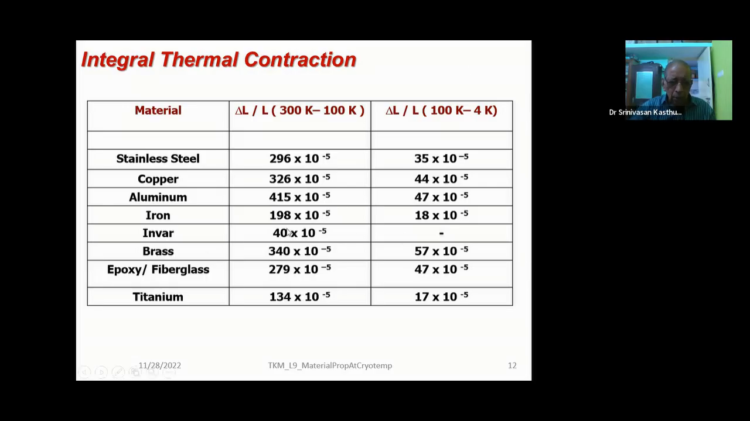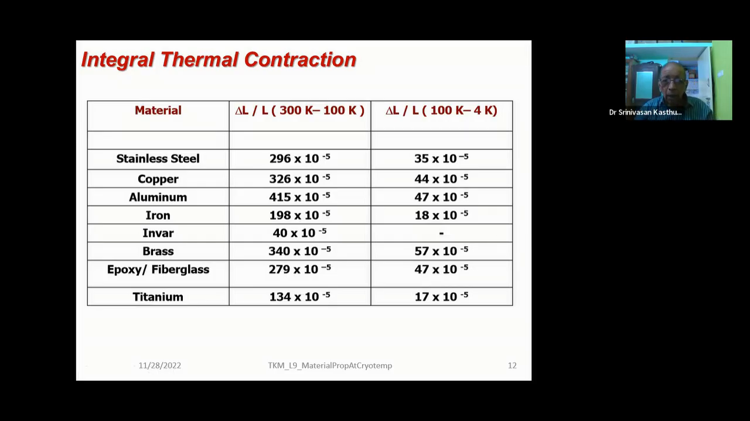Copper is a little higher than stainless steel, 326 times 10 raised to minus 5. The delta L by L value between 100 and 4K will be 44 times 10 raised to minus 5. Aluminum is a little more. Then iron is almost the same as steel, but much less. Invar is small. Then brass, 340. Epoxy fiberglass, you see, is 279, almost like stainless steel, right? But the value between 100 and 4K is about 47 times 10 raised to minus 5. Titanium is one of the very useful materials for low temperature applications. That is 134 times 10 raised to minus 5.